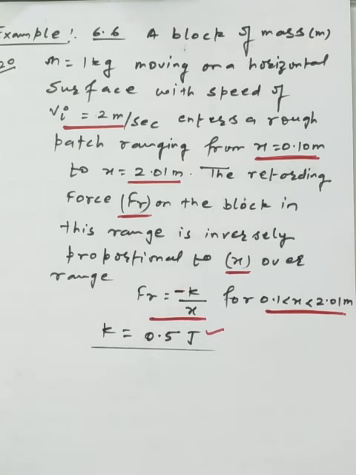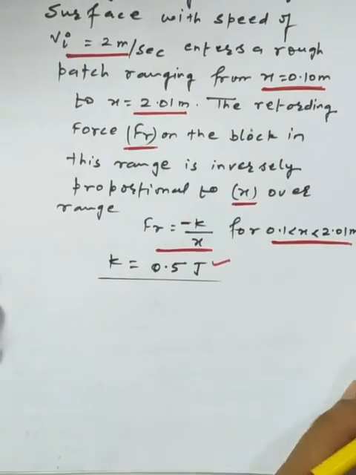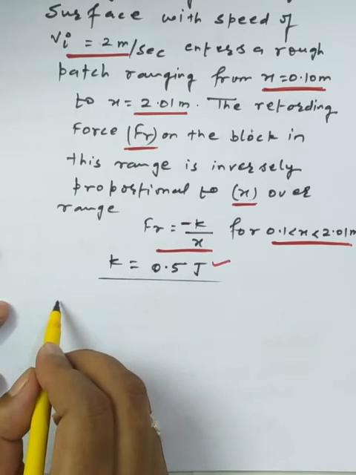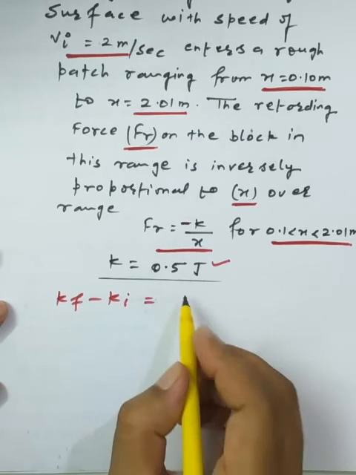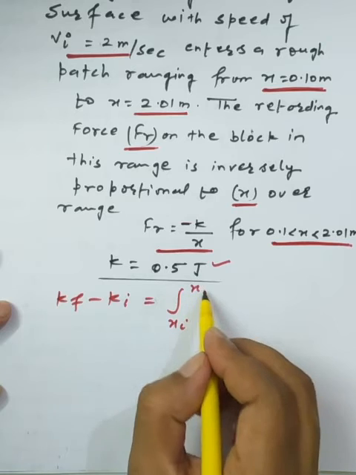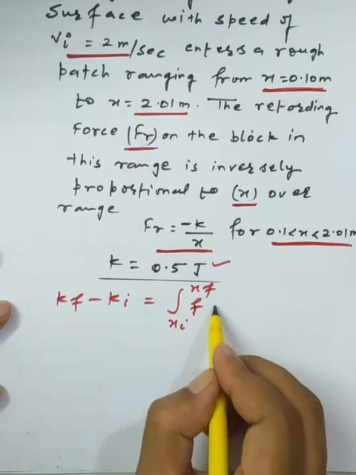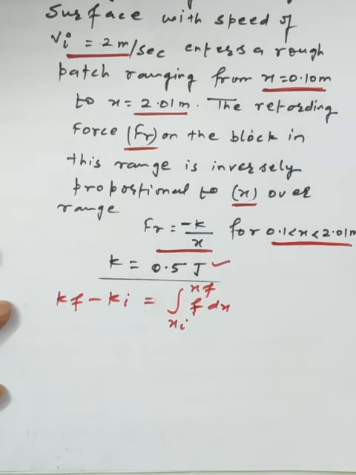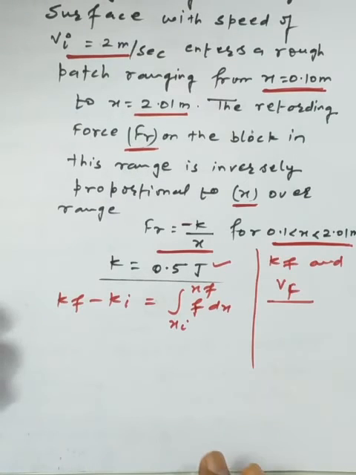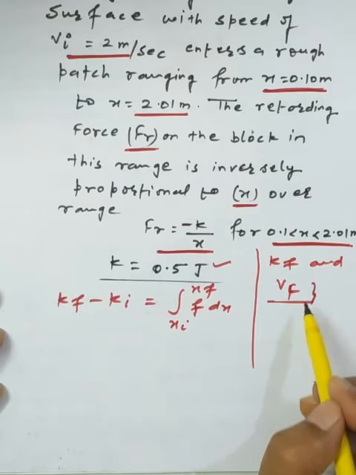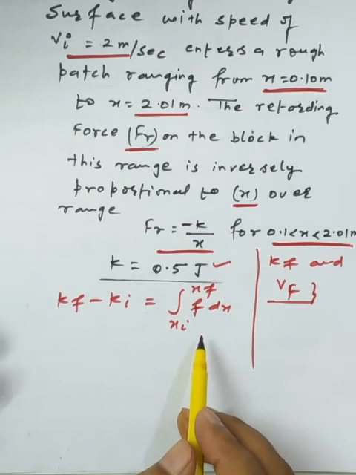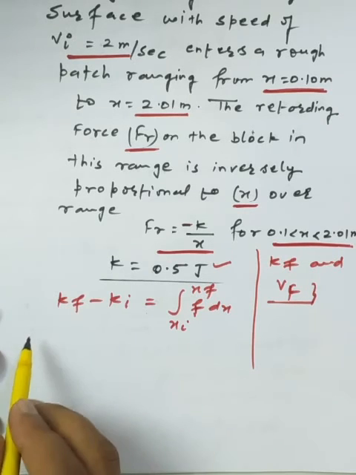So how can we start this problem? We will use the concept of variable force. We are using the basic equation: K final minus K initial is equal to the integral from x initial to x final of F dx. This is the general equation we have. The query is to find the K final and the v final for the object. So we simply use this formula and apply all the values here.